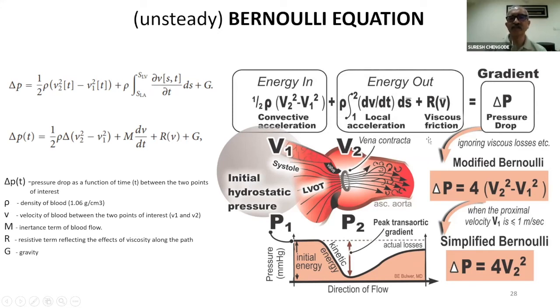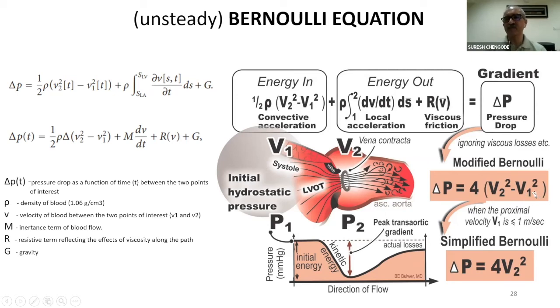That is how the contribution by these 2 factors is eliminated, and what is left is only the difference in the kinetic energy. So what you get is that 4V2 squared minus 4V1 squared will be the delta P. Now, this is further simplified to delta P equals 4V2 squared only. So only the distal velocity is included, the proximal velocity is excluded. How can you exclude the proximal velocity?